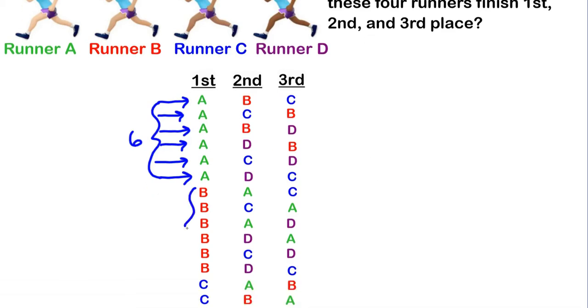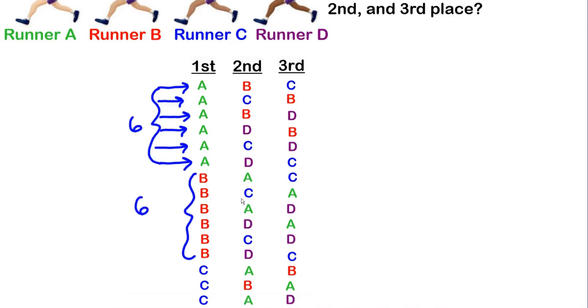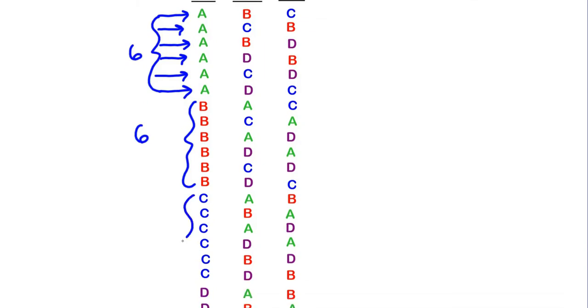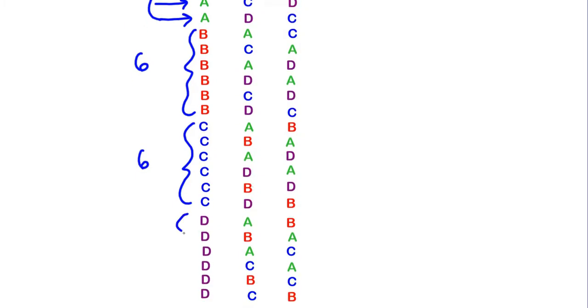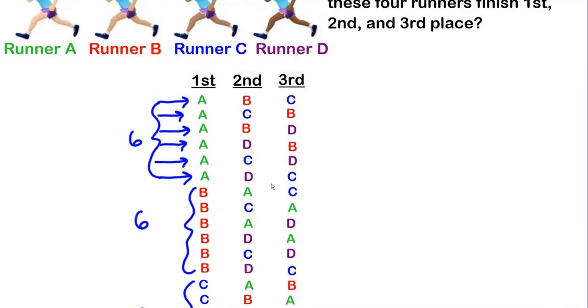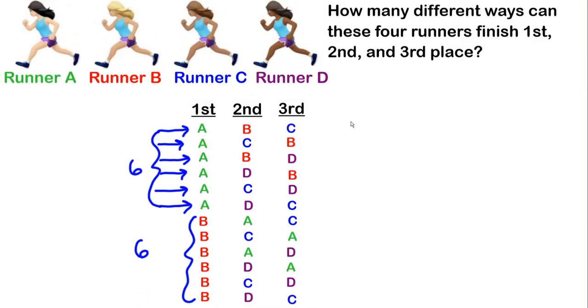There are also 6 ways that runner B could finish first place using the same logic. And there are 6 ways that runner C could finish first place. And there are 6 ways that runner D could finish first place. So that is 6 times 4, since there are 4 runners, or 24 ways these 4 runners could finish first, second, and third place. Now these numbers are starting to grow pretty quickly.